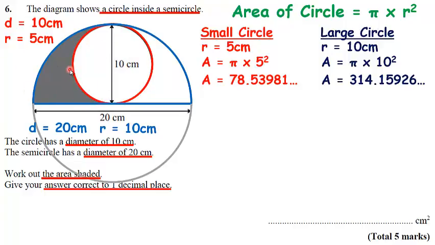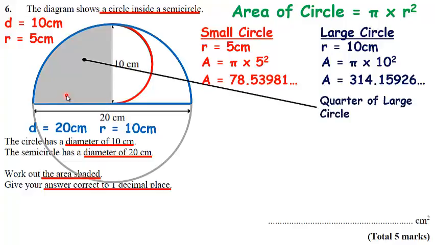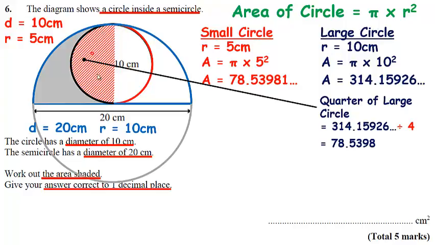What I'm going to think about is that area there is a quarter of the large circle. I could work that out by finding a quarter of the area of the full large circle. Dividing it by 4, that value 78.5398 is the area of that quarter circle. But remember, I want to take this section off to work out the area of this shaded region, and this section is half of the small circle.